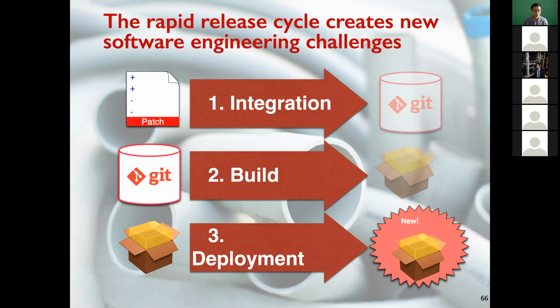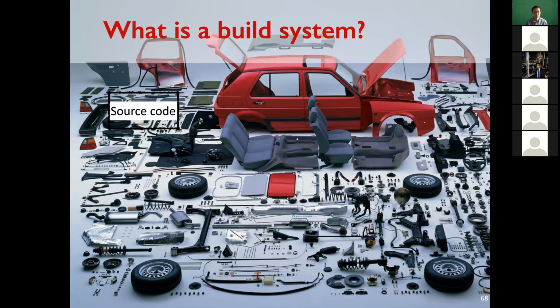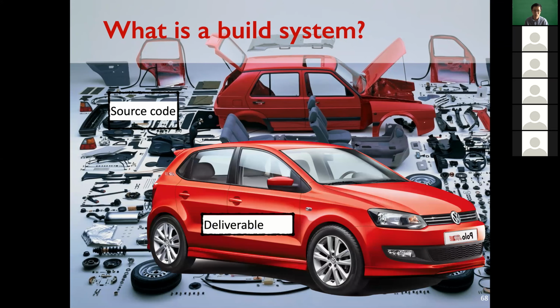So let's first look at a build, right? So what is a build system? First, we have our source code, which are like individual components of a vehicle. We want to integrate our source code together into one package or one component, like we assemble all the components into a vehicle. That's the job of a build system.